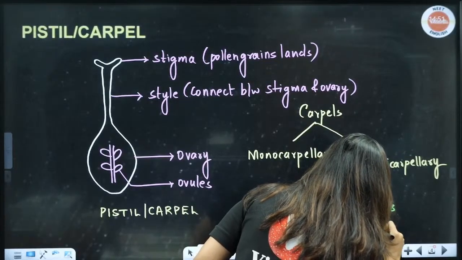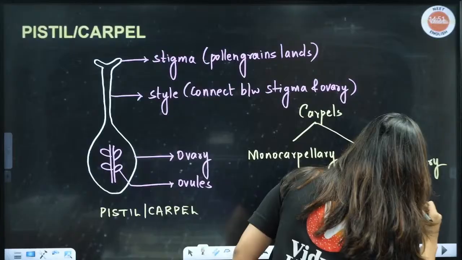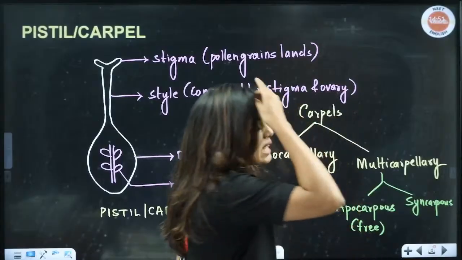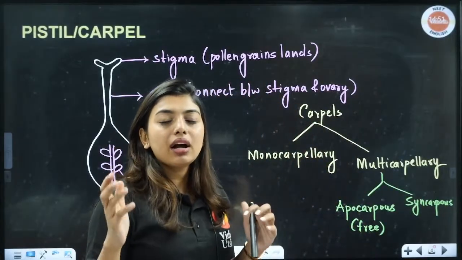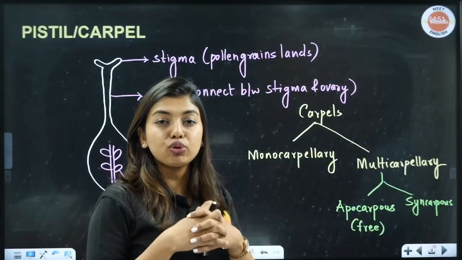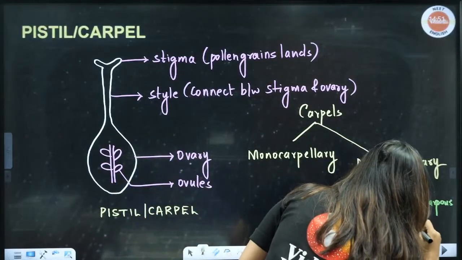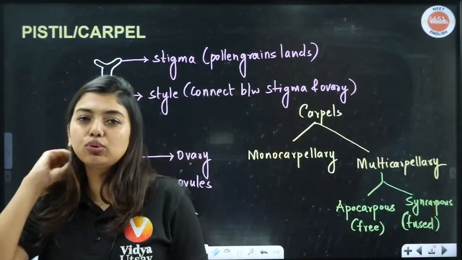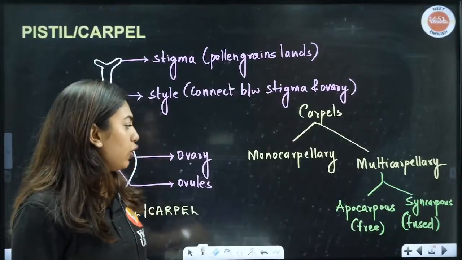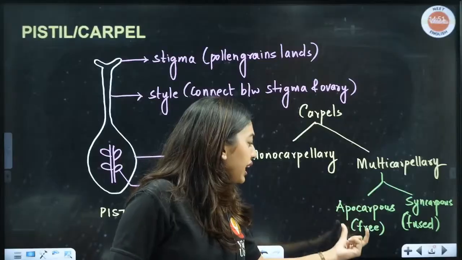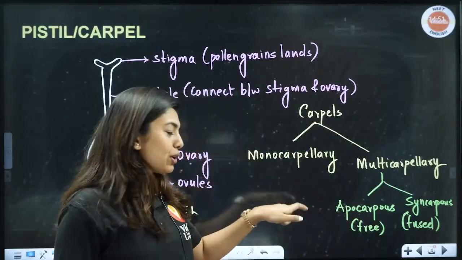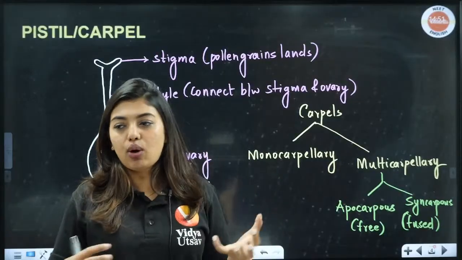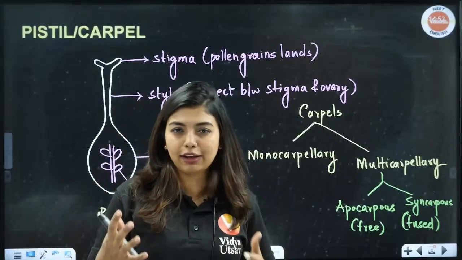Apocarpous means free, okay. And if they are going to be fused, we call it syncarpous. Like sometimes on your phone they ask, is your Google account synced with your phone number? Is your PAN card and Aadhaar card synced together? What does sync mean? Fused, right? So here, fused, clear? So in multicarpellary, two options are there, free or fused, that is apocarpous or syncarpous. Apo is free and syn is fused. That is why they ask, have you synced your account, have you synced with this person, so that means something like fused.